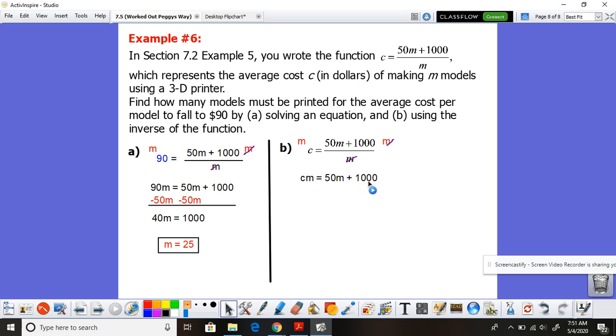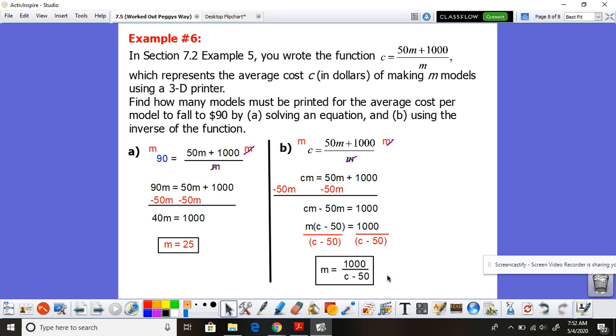Okay, now if I want to solve this for m, I want all the m's on one side of the equation. So I'm going to move the 50m over. Okay, now notice both of these terms have an m in it, so I can factor out an m. Okay, and then to get m by itself, I'm just going to divide out that c minus 50. So my m is 1,000 over c minus 50.